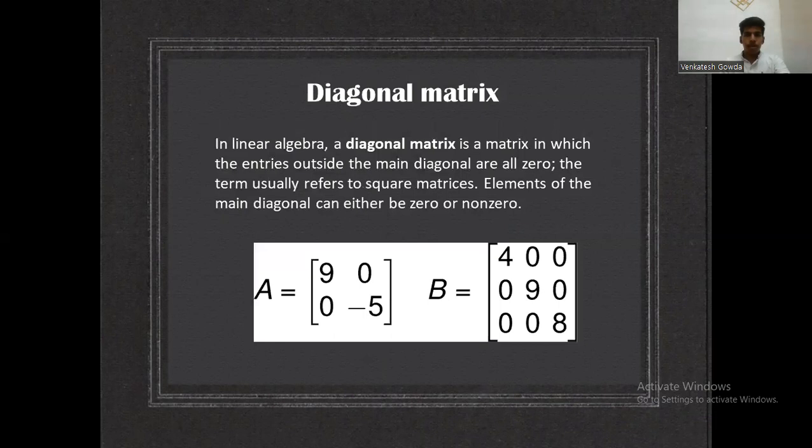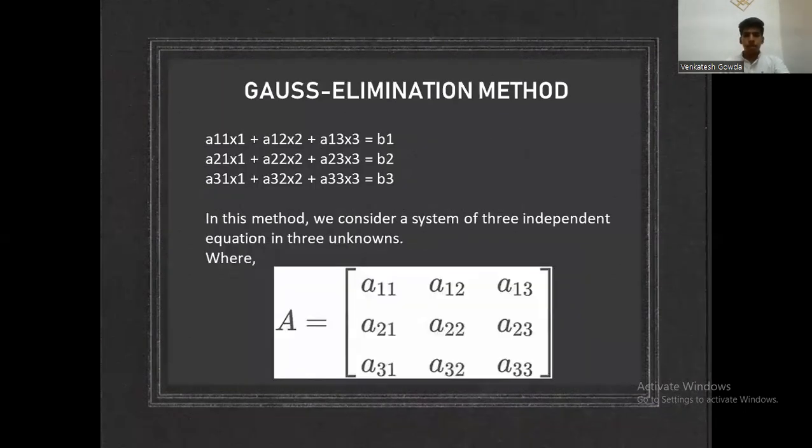At the last, it is the diagonal matrix. In linear algebra, a diagonal matrix is a matrix in which the entries outside the main diagonal are all zero. The term usually refers to square matrices. Elements of the main diagonal can either be zero or non-zero. So these are examples of the diagonal matrix. So now we shall move to the next part of the video.